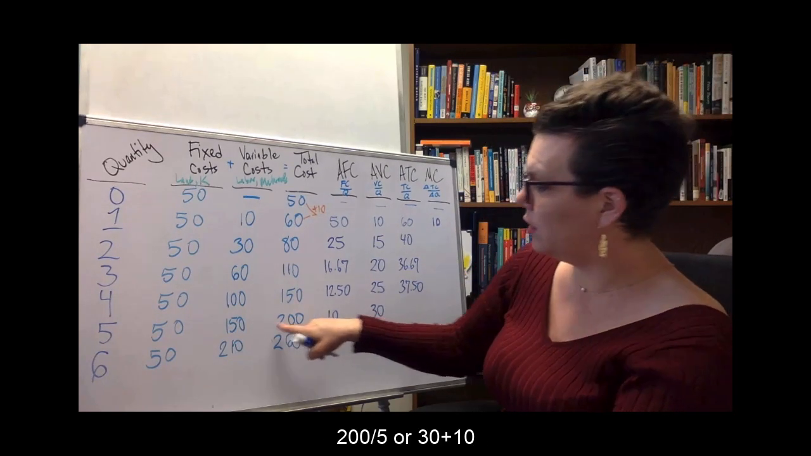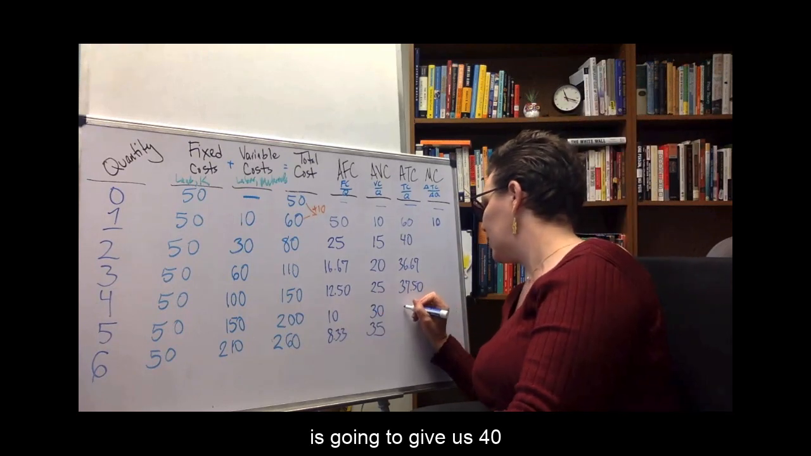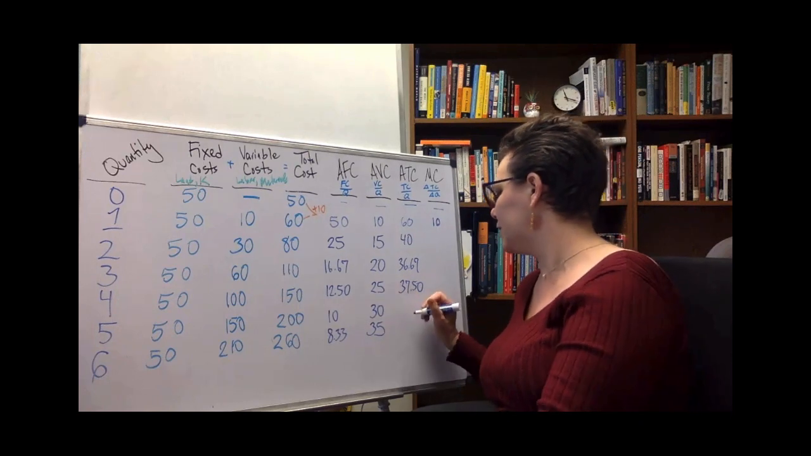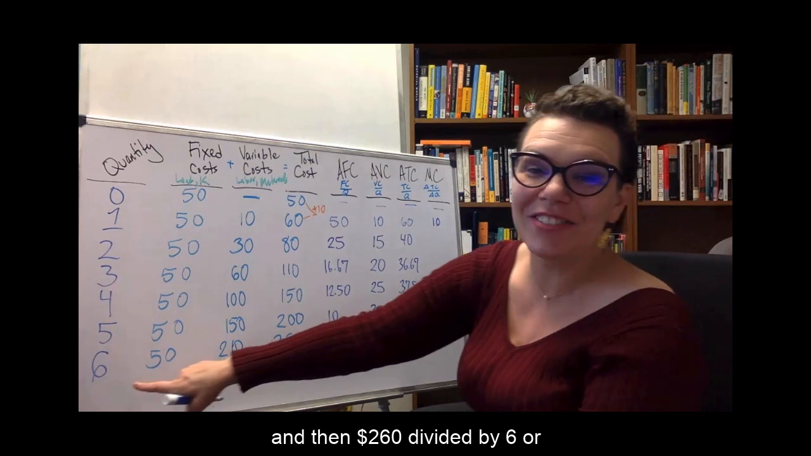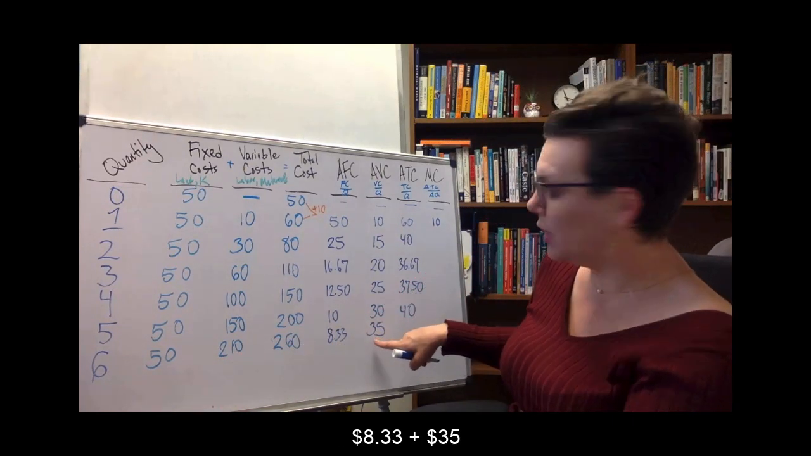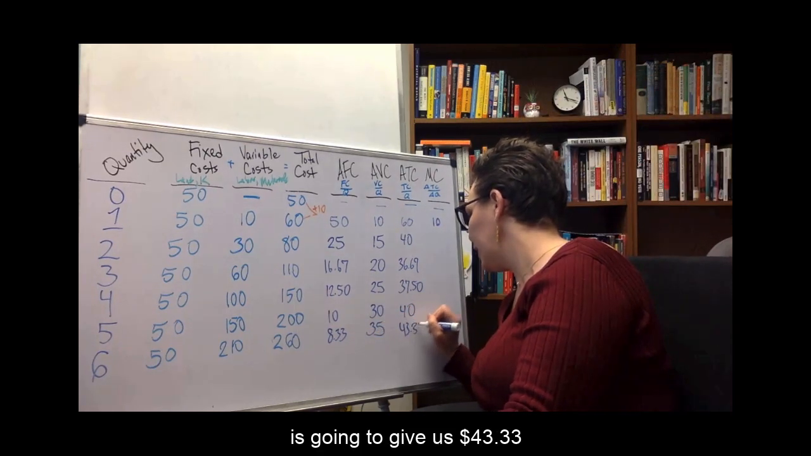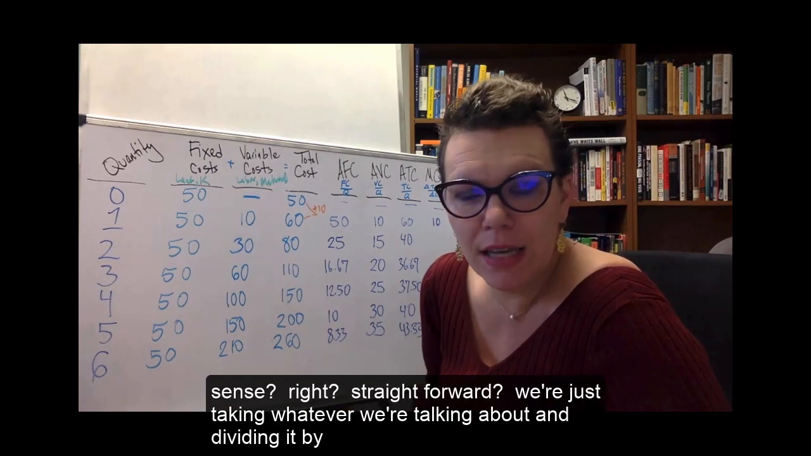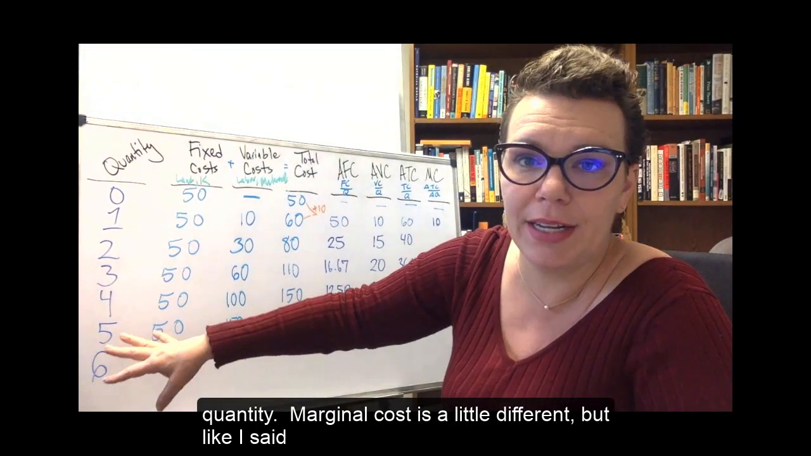Average total cost: 200 divided by 5, or 30 plus 10, is going to give us 40. Oops, 30 plus 10 is definitely not 20. And then 260 divided by 6, or 8.33 plus 35, is going to give us 43.33. So that's average total cost. Hopefully that makes sense, right? Straightforward. It's just taking whatever we're saying and dividing it by quantity.